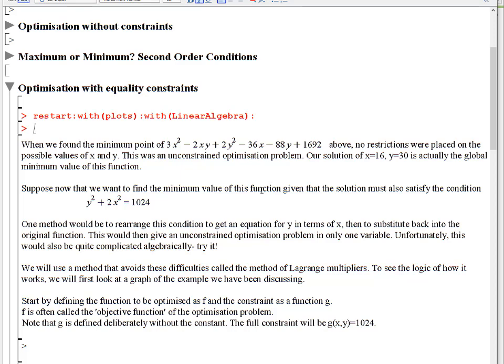Suppose, however, that we want to find the minimum value of this function, and there's also an extra condition. I'll start with a really complicated looking one: y squared plus 2x squared must also be equal to 1024. So you've got to find the minimum of this and also stick to this condition, so that it's always satisfied.